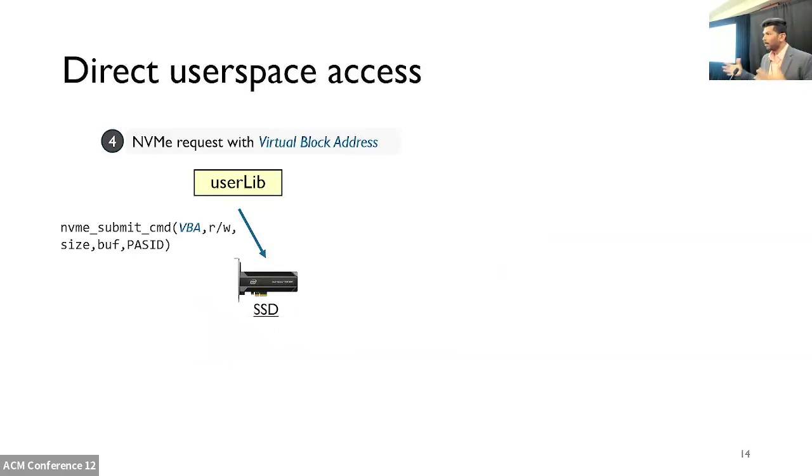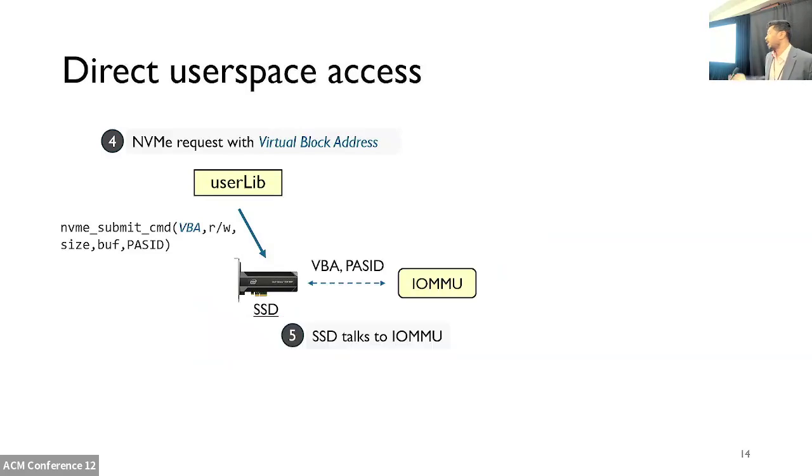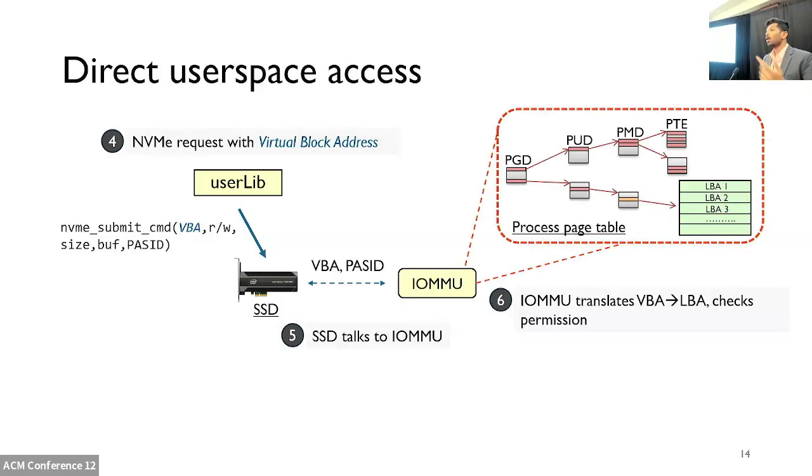So now in BypassD, when you're issuing NVMe commands, you don't use the logical block address, but you use this new virtual block address. Now, devices can't make sense of the virtual block address because they work with logical block addresses. So they communicate with the IOMMU to get it translated. Now, recall I told you that the IOMMU can access the process page tables. So it goes back to the process page tables, accesses the file table entries, and figures out the logical block addresses corresponding to the virtual block addresses. And once that is done, the IO access can complete.